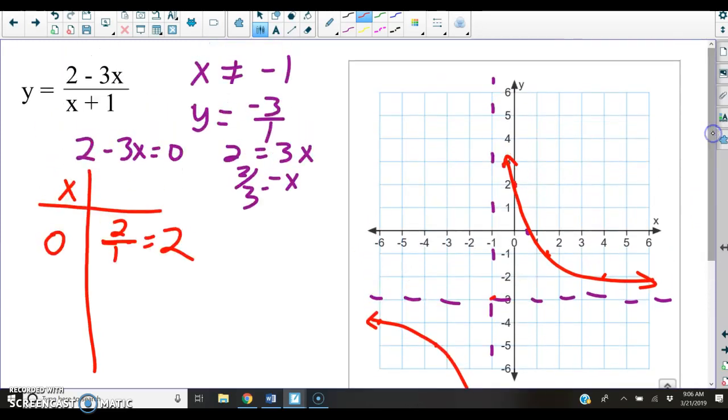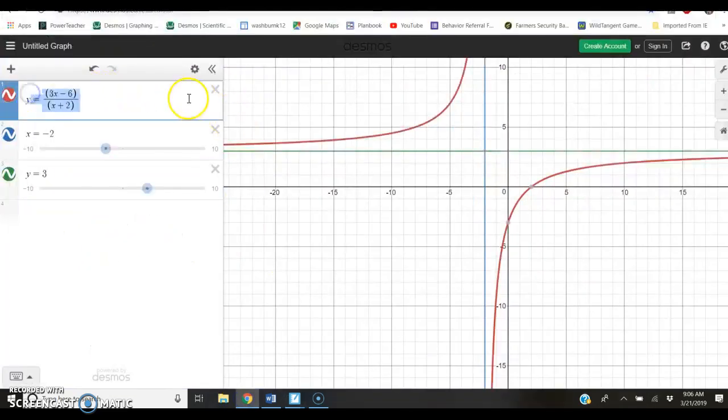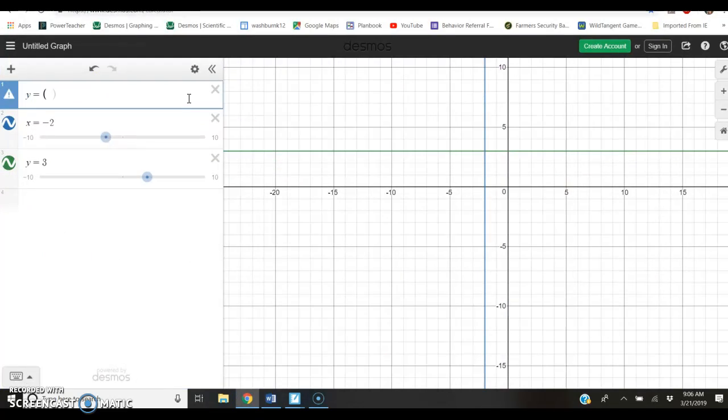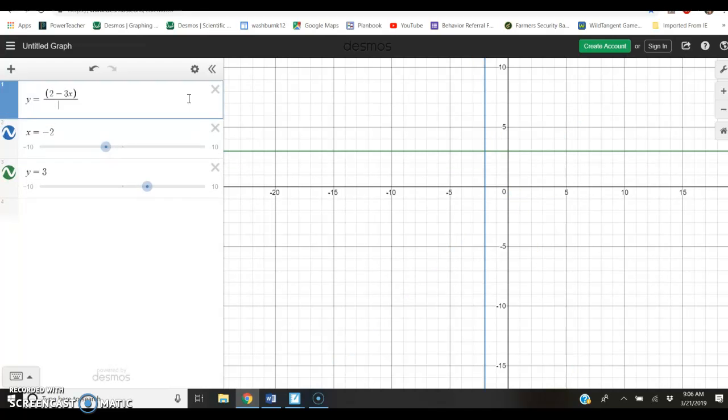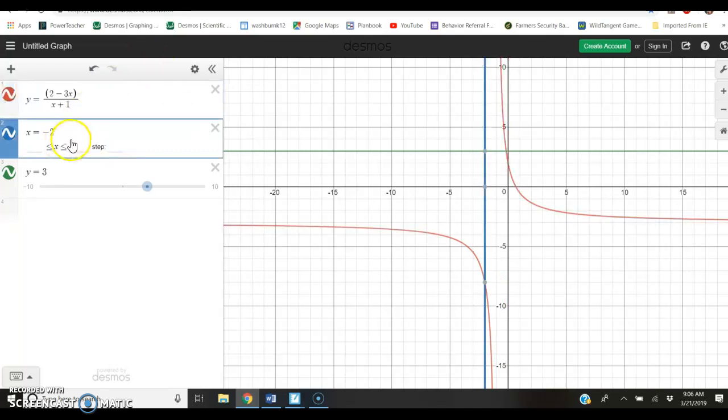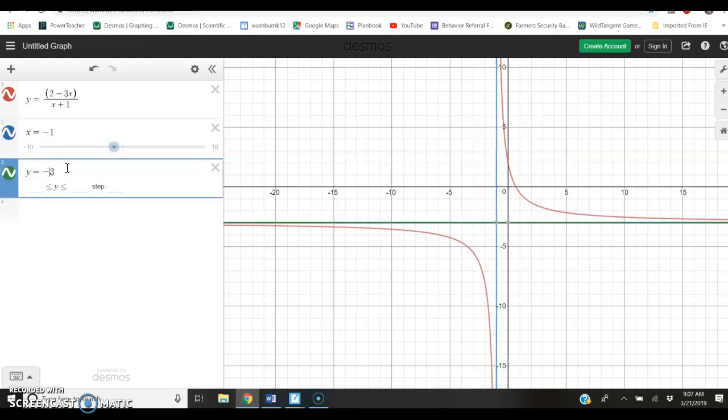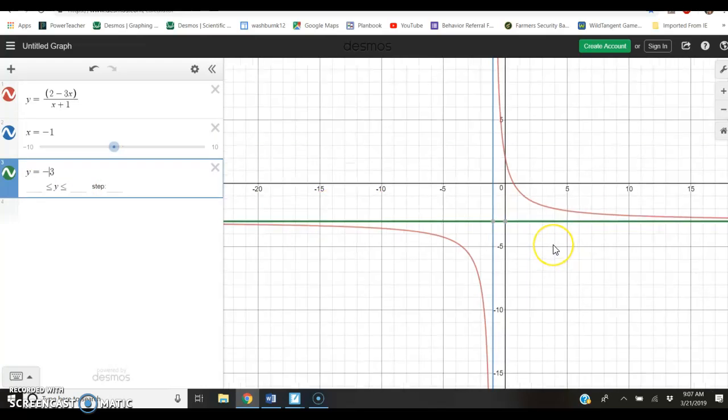Okay, let's check this one. So I got to remember 2 minus 3x over x plus 1. Okay, equals 2 minus 3x divided by x plus 1. Okay, now our asymptotes, remember this would be at -1, and this was at, what was it, -3, isn't it? See how that branched out?